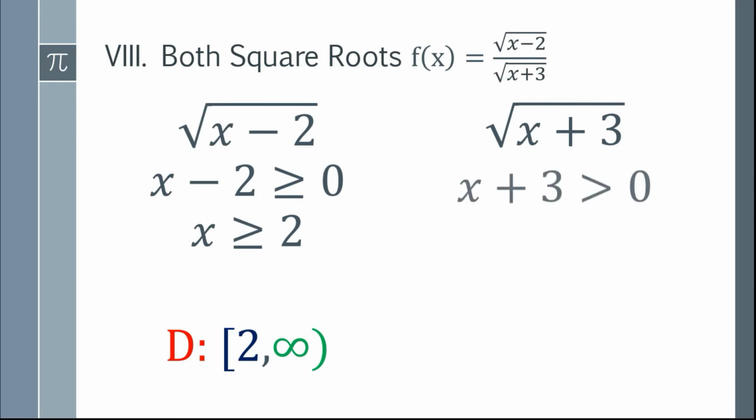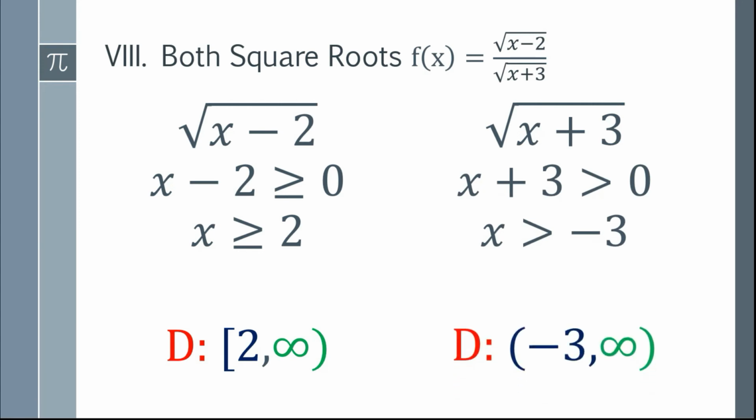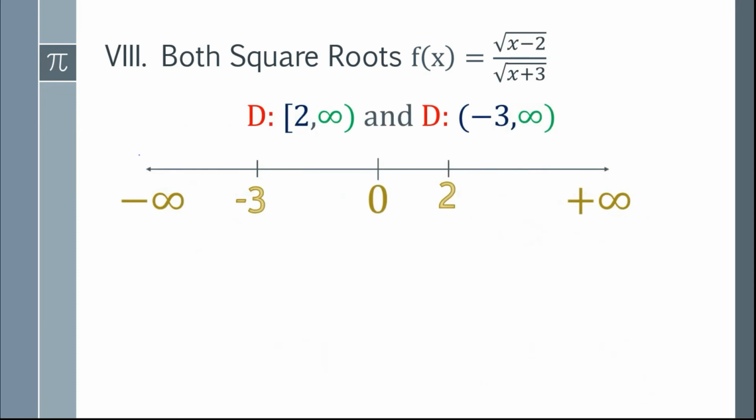And for x plus 3 is greater than 0. X should be greater than negative 3. So the domain will be in the parentheses negative 3 up to positive infinity. So we have two domains, and the final answer will be box bracket 2, comma, infinity, parentheses.